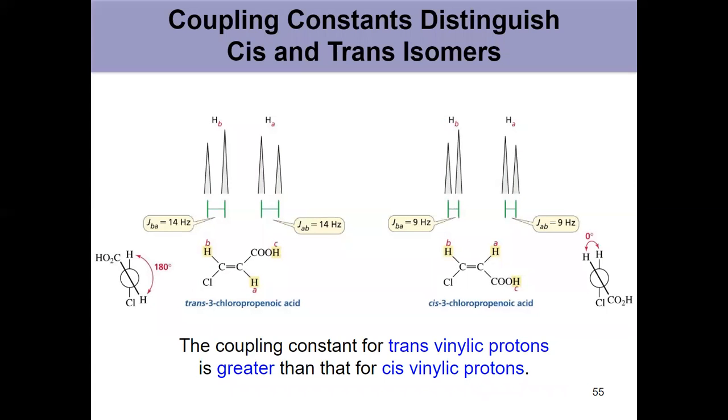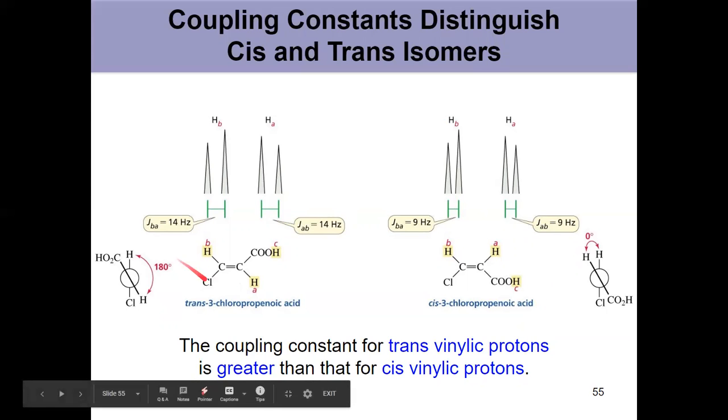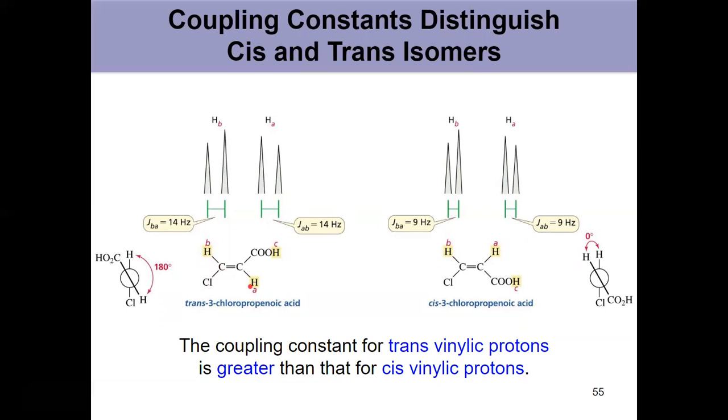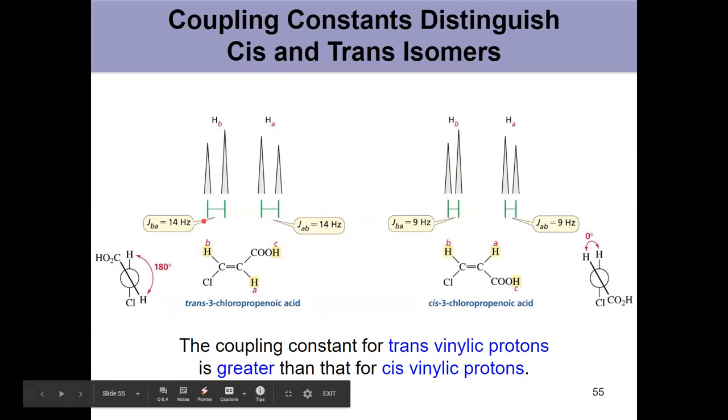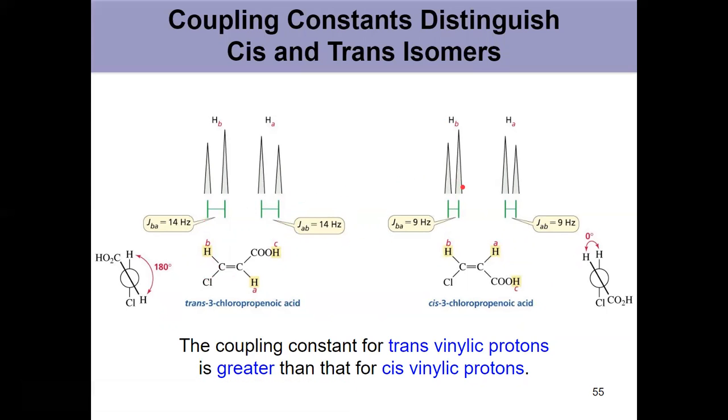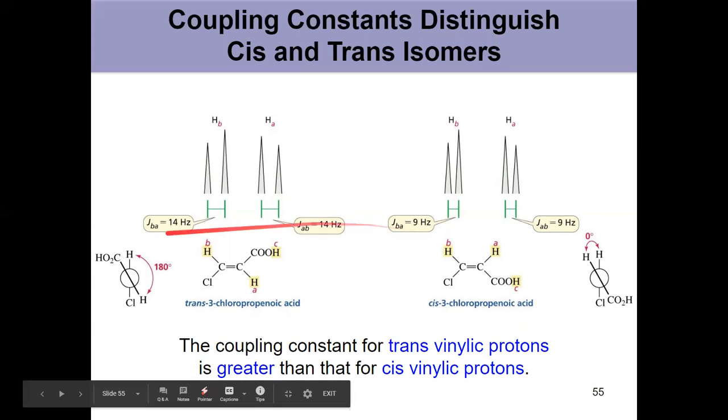Okay? The coupling constant is greatest when the bond angle is 180 degrees. So the coupling constant is the greatest value for trans isomers versus cis isomers. See the difference? 14 hertz versus 9 hertz. That's really valuable information that we can get, right? Because this is the only way, using the different techniques we've talked about, to differentiate those things.